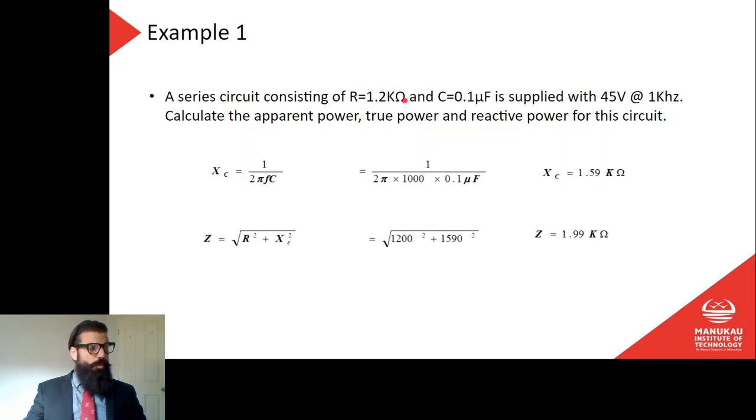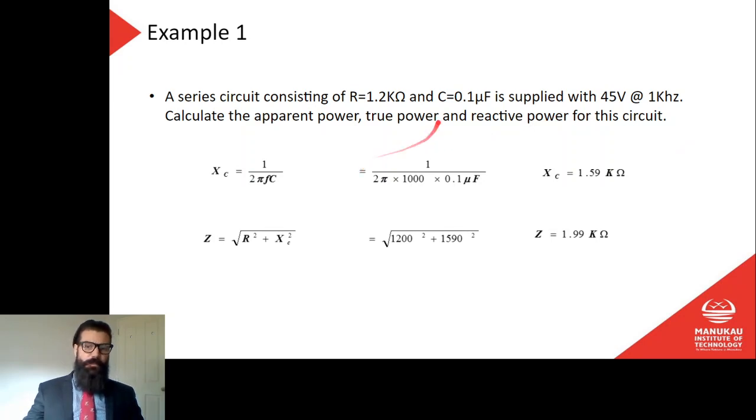1.2 kilo ohm, so 1200 ohm resistor, and a capacitor of 0.1 microfarads, supplied with 45 volts, so a series circuit, resistor and capacitor in series with each other, supplied with 45 volts and the 1 kilohertz frequency. Calculate the apparent power, true power, and reactive power for this circuit. Okay, should be easy enough.